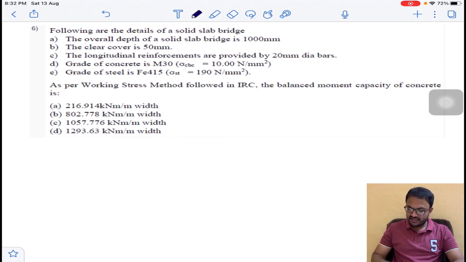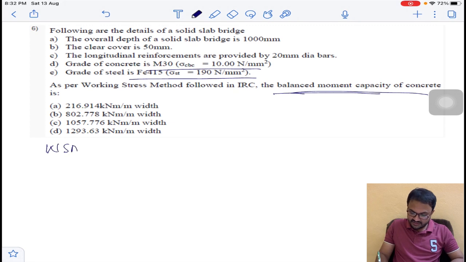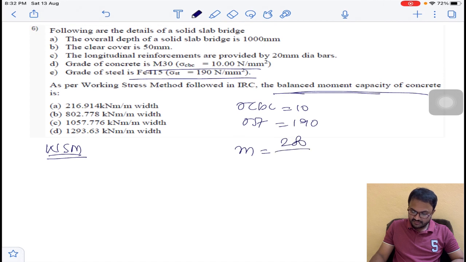So as per the working stress method followed in IRC, the balanced moment capacity. Okay, the same data he has given, and he has given M30, sigma CBC, Fe415, sigma ST. As per the working stress method, the problem is related to WSM. So for the balanced moment capacity, sigma CBC is 10, sigma ST is 190. We can calculate modular ratio m is equal to 280 by 3 sigma CBC. That is 280 divided by 3 into 10, which is 9.33.